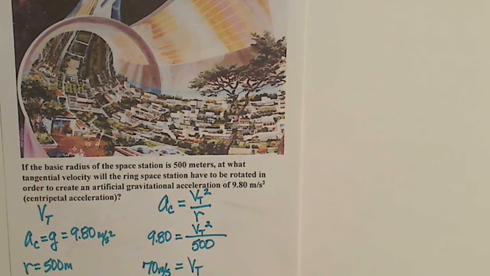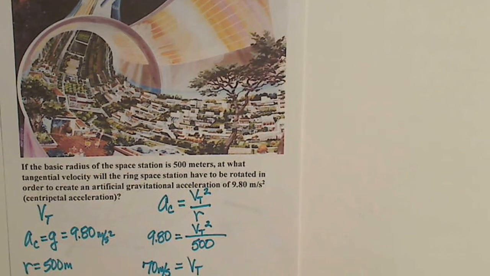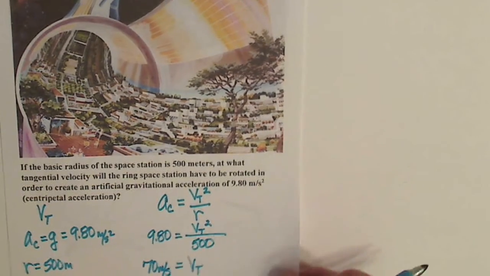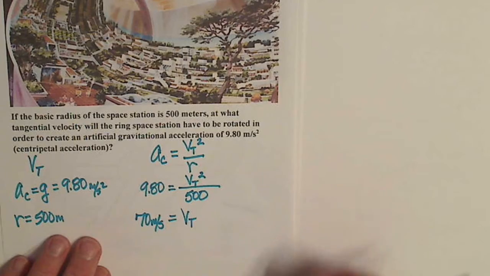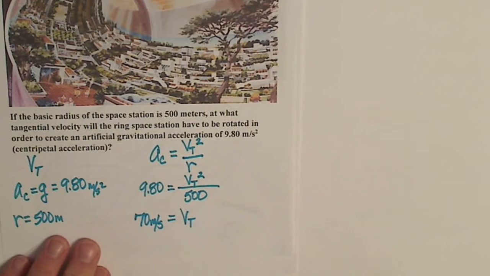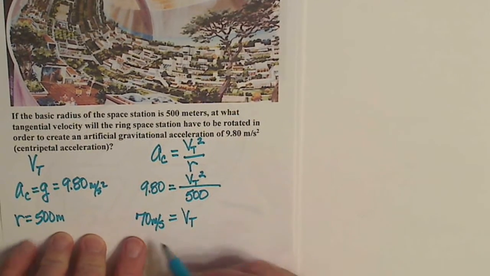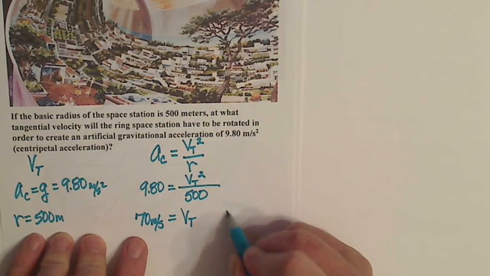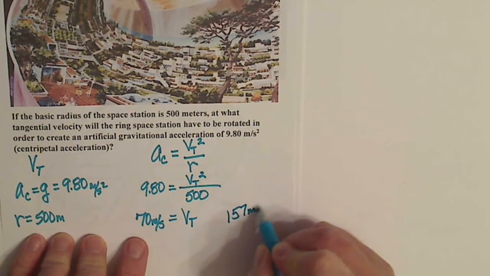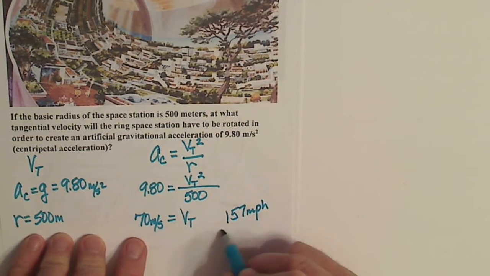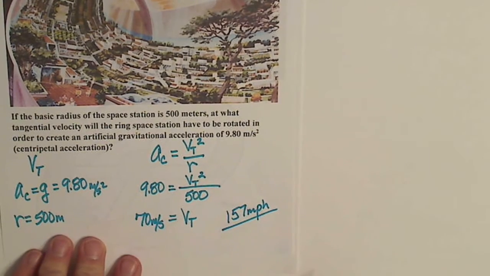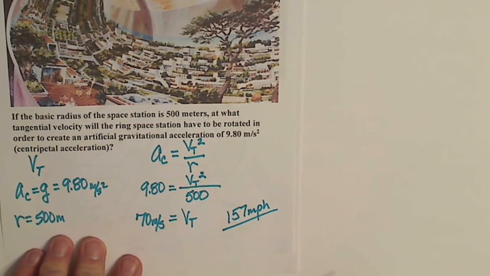Now, 70 meters per second. Can you think, I mean, how fast is that? How about miles per hour? What does that actually mean? Well, I did the conversion for us. 70 meters per second is actually 157 miles per hour. Holy smokes. That thing is going to be really spinning fast. Okay, 157 miles per hour.